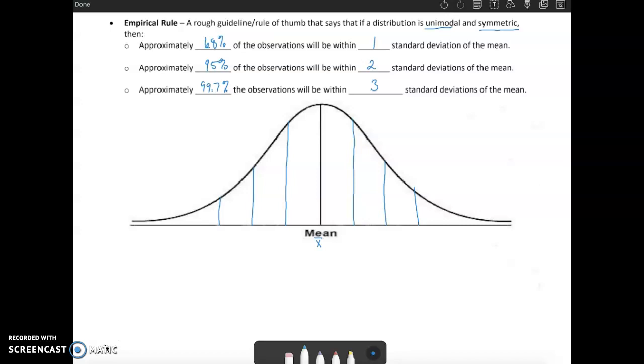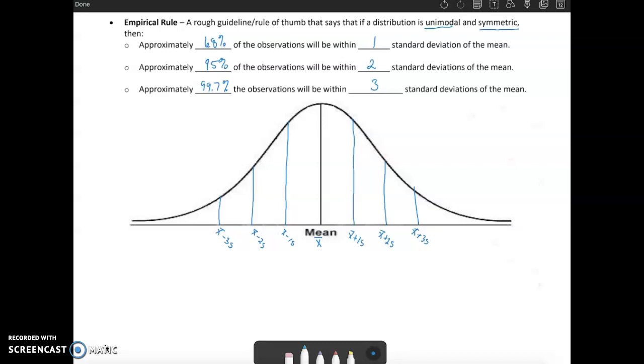Okay, so let's go from that mean, go out one standard deviation, two standard deviations, and three standard deviations to the right. And then also we could take that mean and go backwards one standard deviation, go backwards two standard deviations, or go backwards three standard deviations.